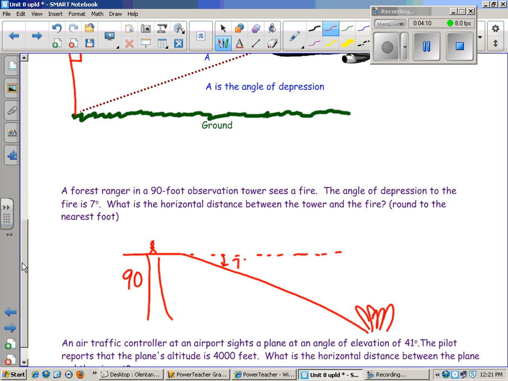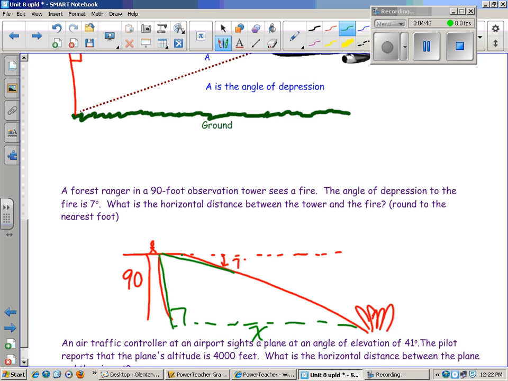Right? And it says, what is the horizontal distance between the tower and the fire? Because if you were the ranger and you were up in this wooden tower, wouldn't you care how close the fire was? Right? Because you're 90 feet above the ground and you don't want to get burnt. All right, so they're looking for the horizontal distance to the fire. Okay? So here's my right triangle, right? And I'm looking for x.